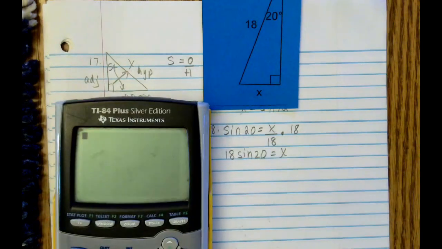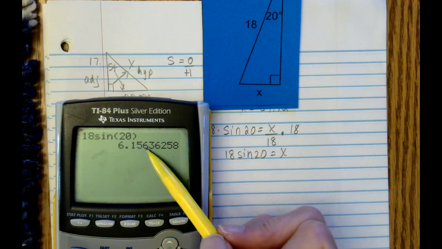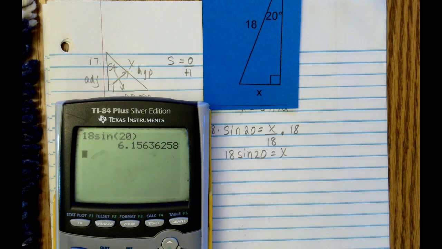And then we type it into our calculator. 18 sine of 20. And we get 6.156. But because the 6 is 5 or higher, this is going to be 6.16.